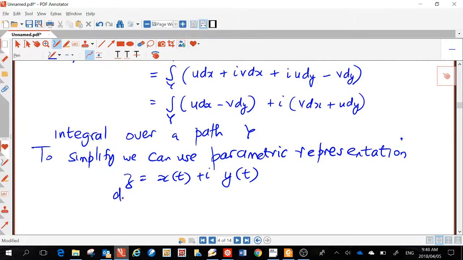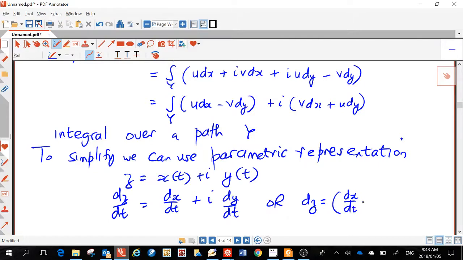And if I take dz dt, it'll be dx dt plus i dy dt. Or I can write the differential dz as dx dt plus i dy dt, all times dt. I've just taken the dt across. This dt is there, that's all. That's like a derivative of that volume, that area element, basically.